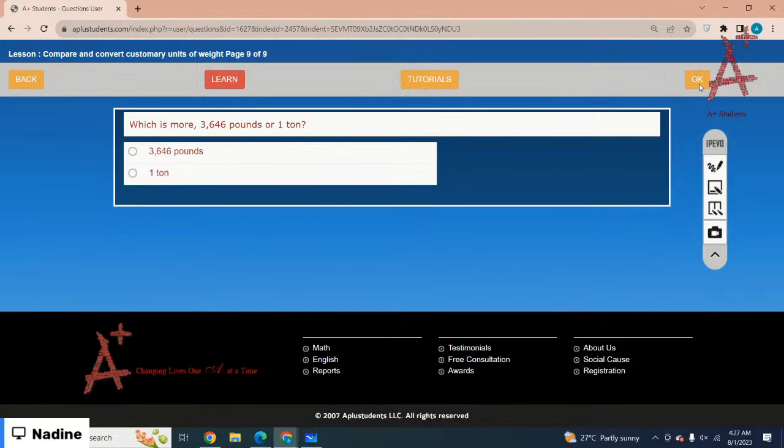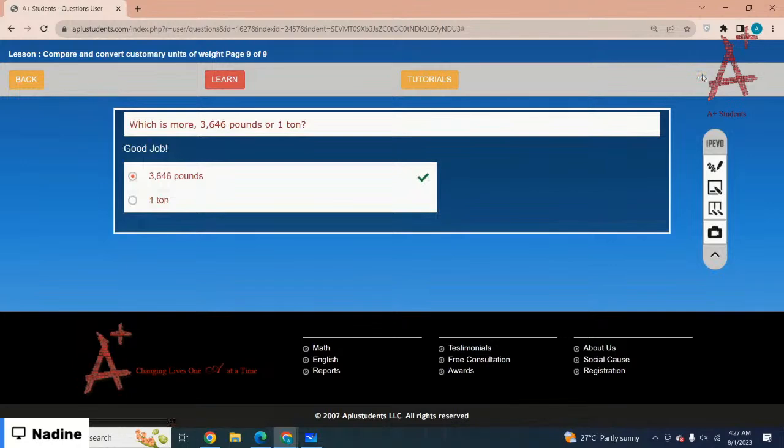Which is more, 3646 or 1 ton? The correct option is 3646 pounds, because in 1 ton you have just 2000 pounds. Very good.